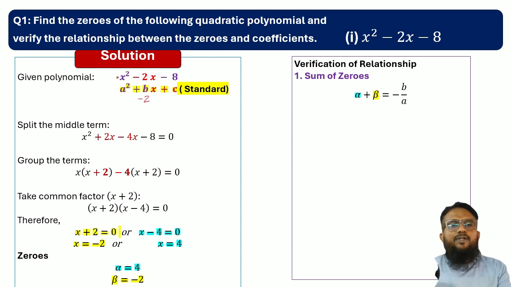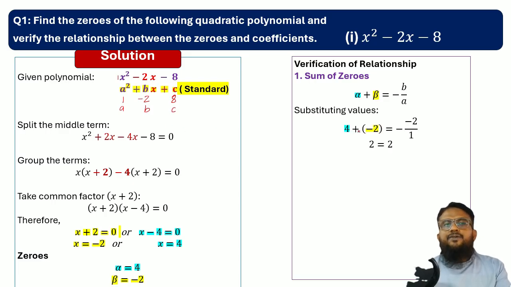What is the a value? The coefficient of x square, that is 1. What is the c here? Minus 8. Right, students? It is a, it is b, and it is c. You just write what alpha is. Alpha is 4 and beta is minus 2. What is the b value? Minus 2. And what is the coefficient a? 1. See, students, you simplify it.